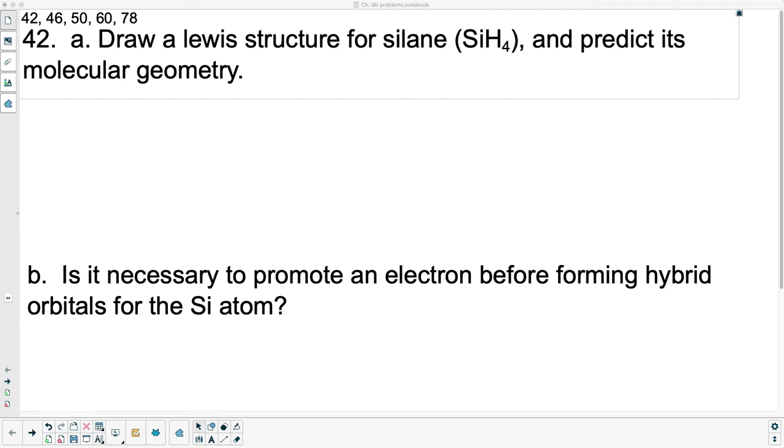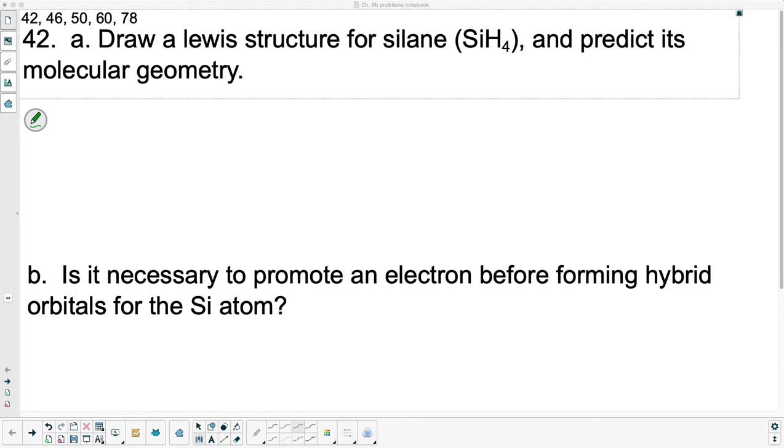Silane is SiH4, and predict its molecular geometry. Well, this is actually much easier than you would think it would be. Silane is very similar to methane. Methane is CH4. Notice that both carbon and silicon, when we're doing these problems, you should have some kind of periodic table out in front so you can see where they are. Because placement of these elements in the periodic table essentially tells you how they relate to each other.